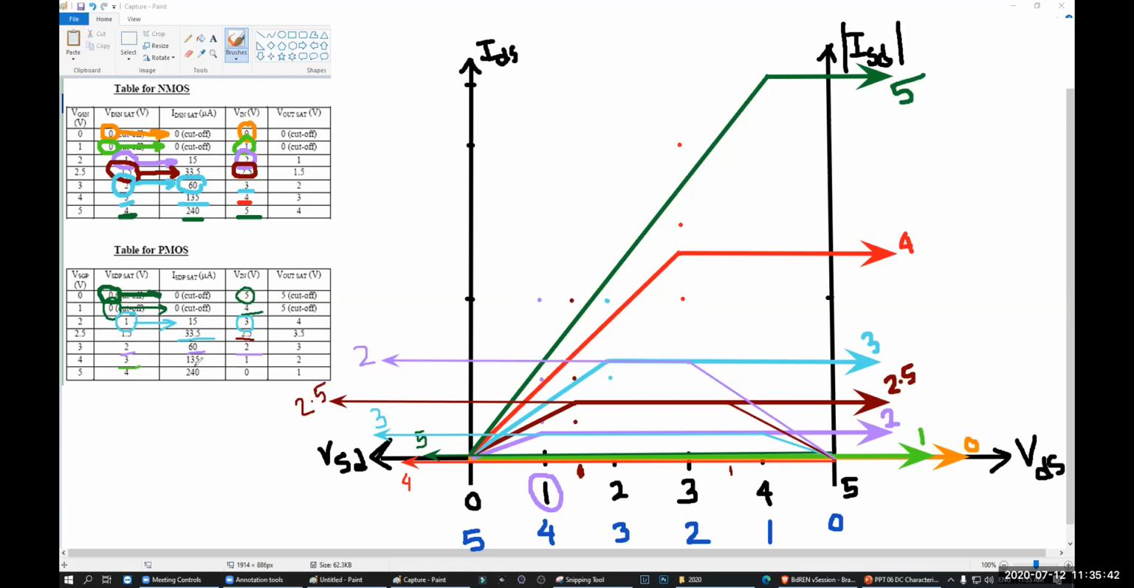For next one, I'm going to choose a green color. For 3, I need 135. Where is 3? 0, 1, 2, 3. Here is 3. 135 is here. So I'm going to draw an arrow. I'm going to draw a line. Then I'm going to write the value of input. Input is 1.